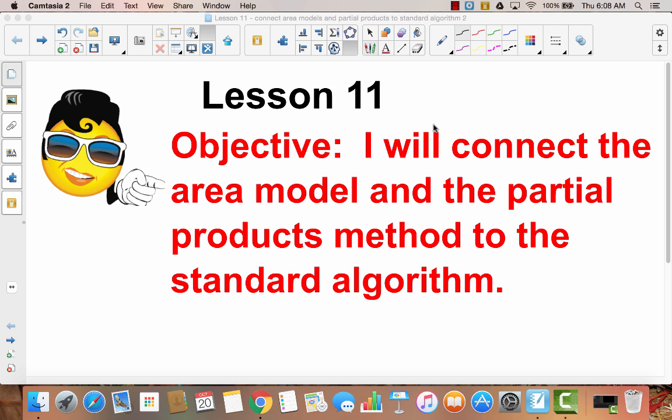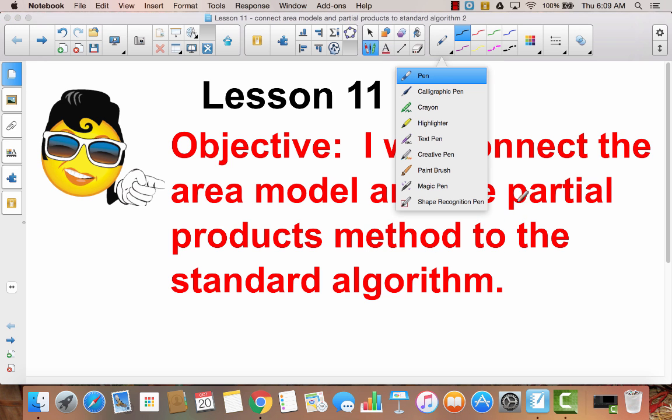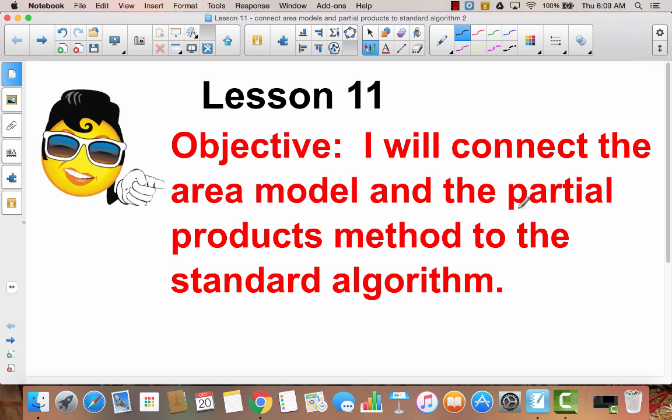Lesson 11, I will connect the area model and partial products method to standard algorithm. The very first multiplication strategy that we learned in this module was partial products, and then we transitioned from partial products to standard algorithm. Well, today in your Zern lesson, you also learned about the area model.